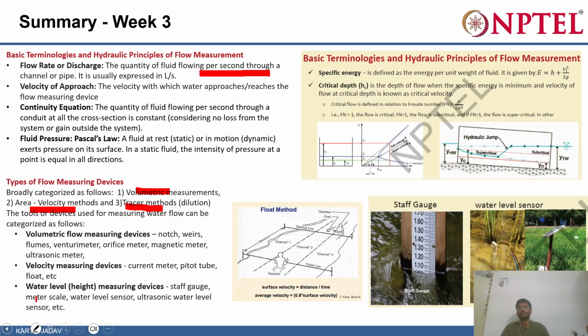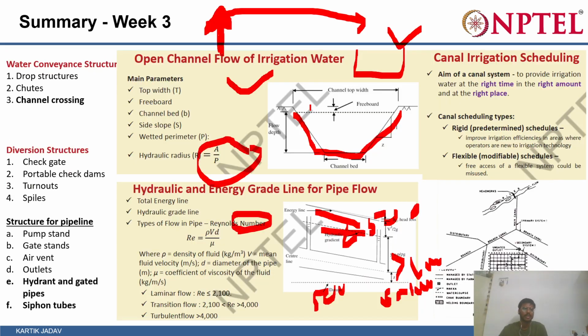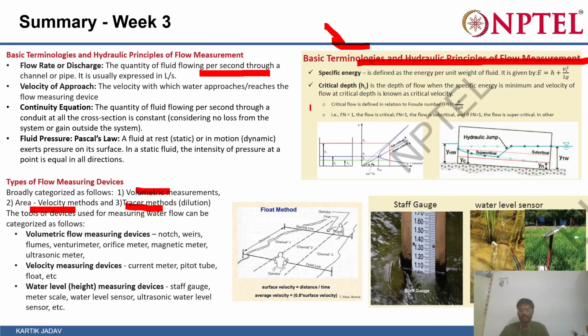Then we have also talked about basic terminology in the hydraulic principles of flow measurement. In that we have talked about specific energy and critical depth. That will help us to design various structures at the end of your channel where you are carrying the water. It is very important to understand all these aspects to design the conveyance structure for irrigation, or the conversion or diversion structure.